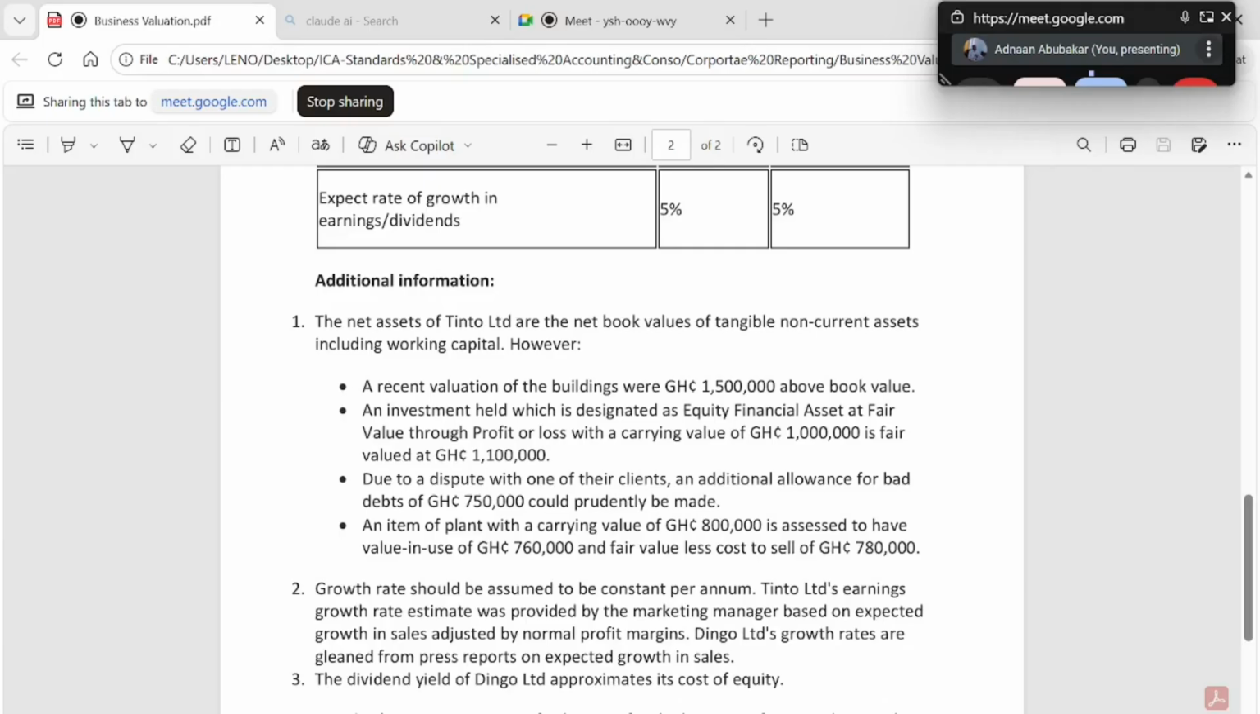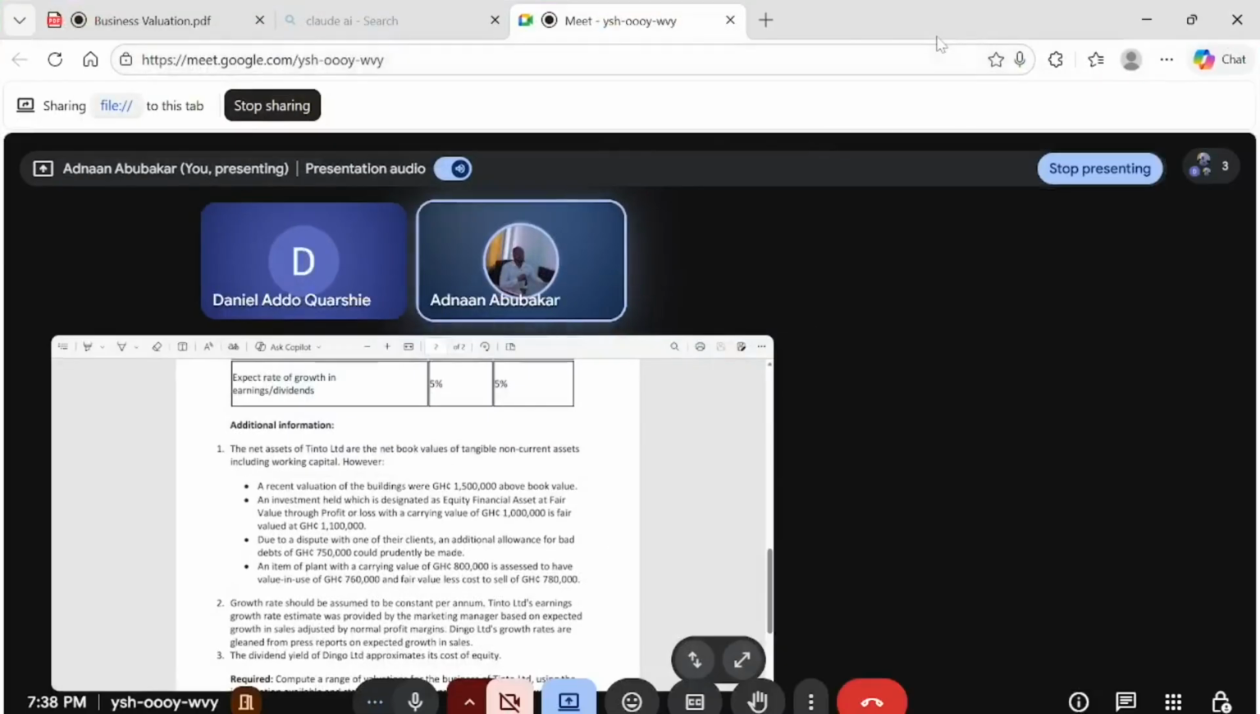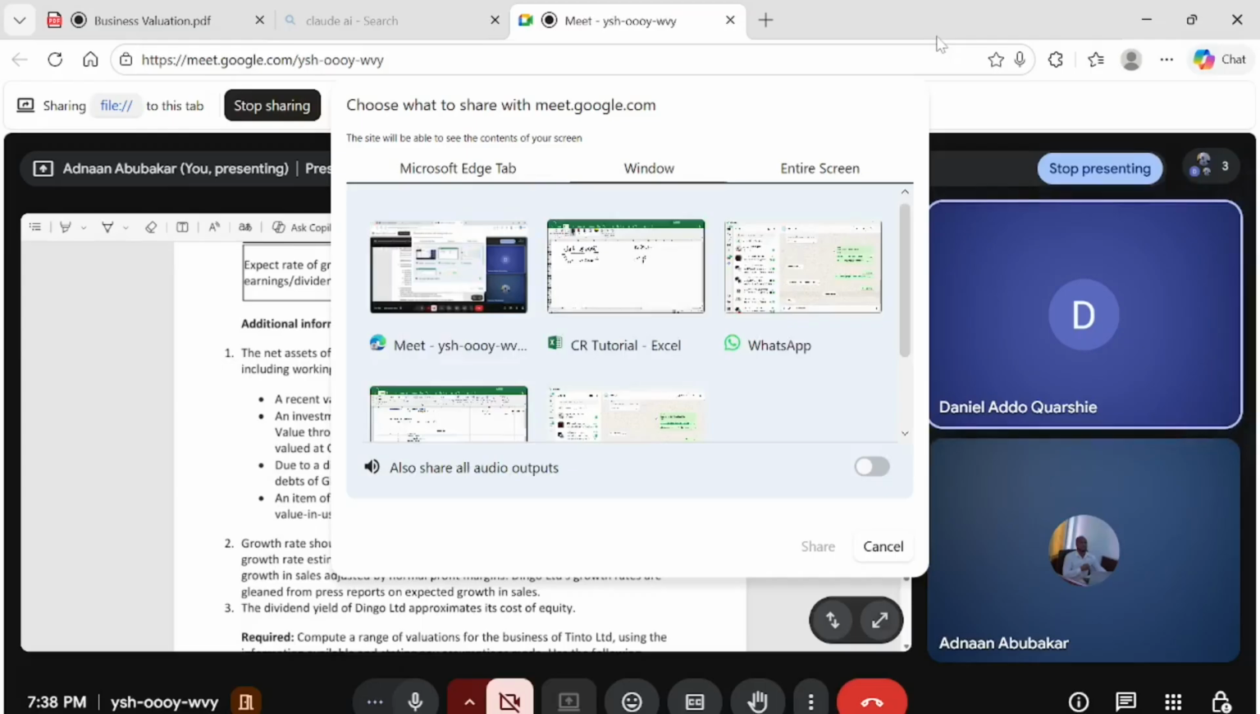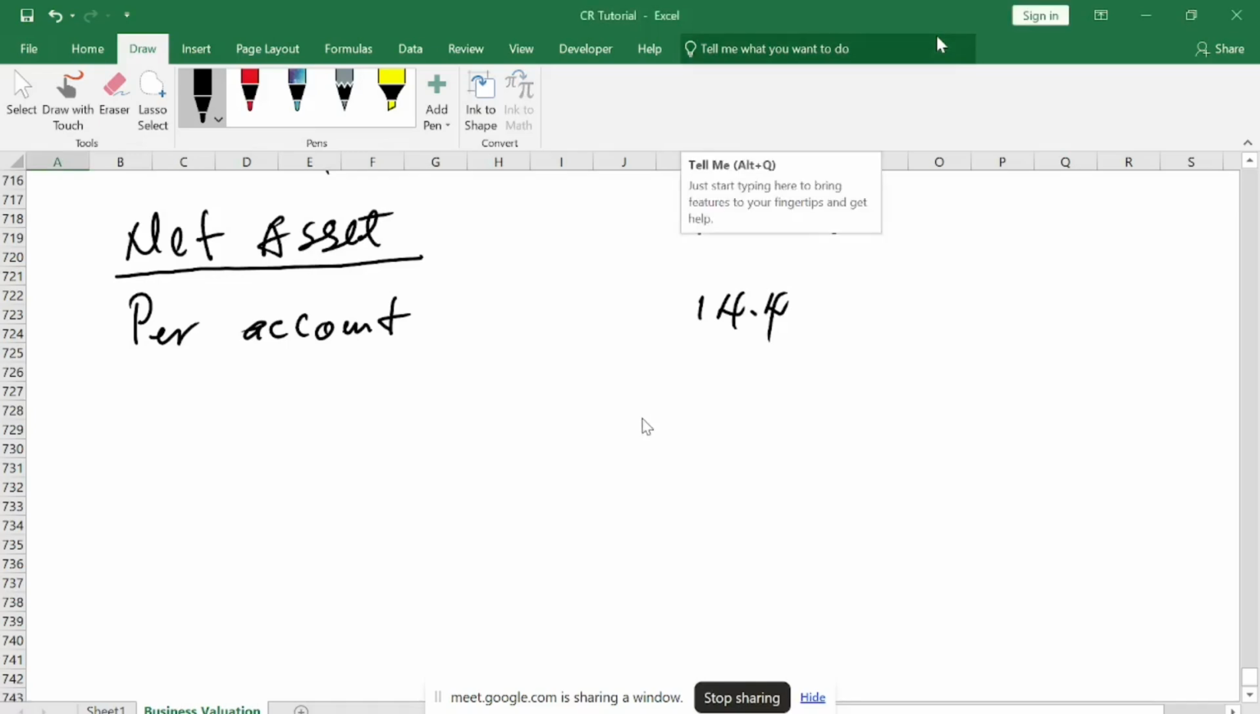When you look at the additional information, watch here. He said that a recent valuation of the building was 1.5 million above book value. Have you seen it? This is what we call revaluation of the assets, above book value. Here, what this means is this. He's talking about a certain asset, right? Yes, sir.